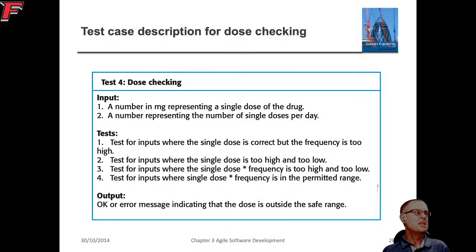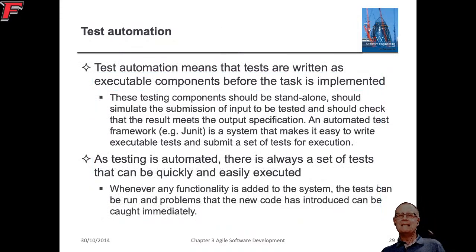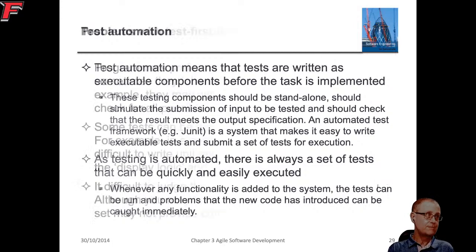I'm not going to go through this example. This is an example test case. We've got the input, you've got the tests, you've got the output. Test automation is a huge thing in Agile methods. You want to be able to test everything to make sure that it works. You may want to test a subset, but there are lots of nice frameworks around: XUnit, JUnit, CPP unit, lots of different automated testing frameworks.